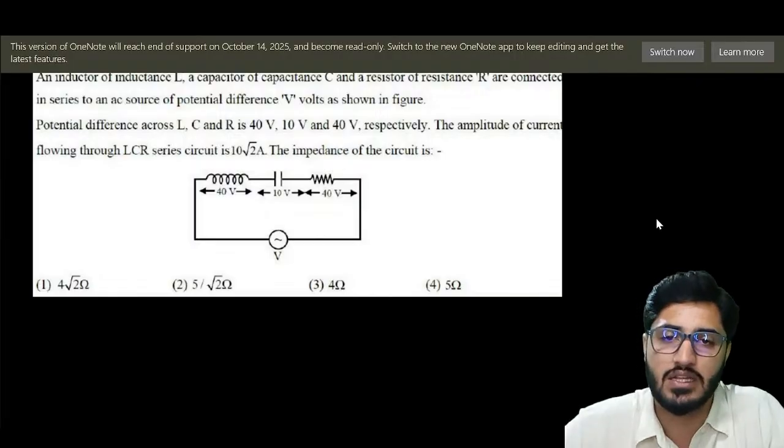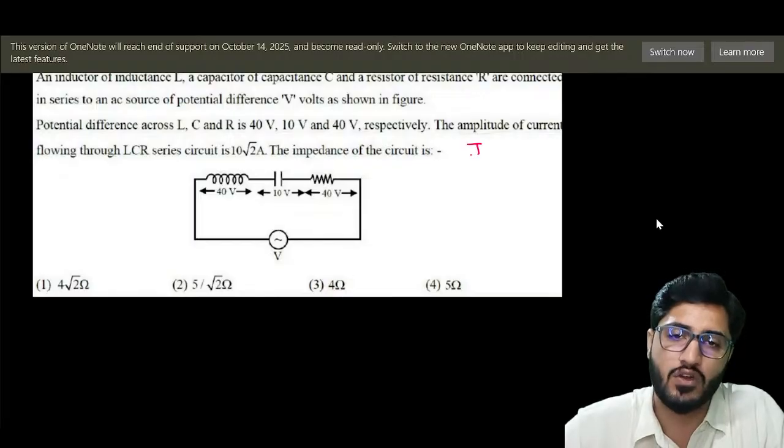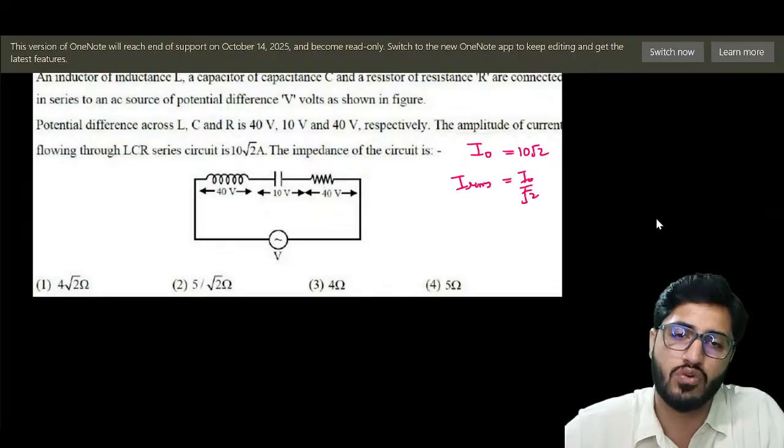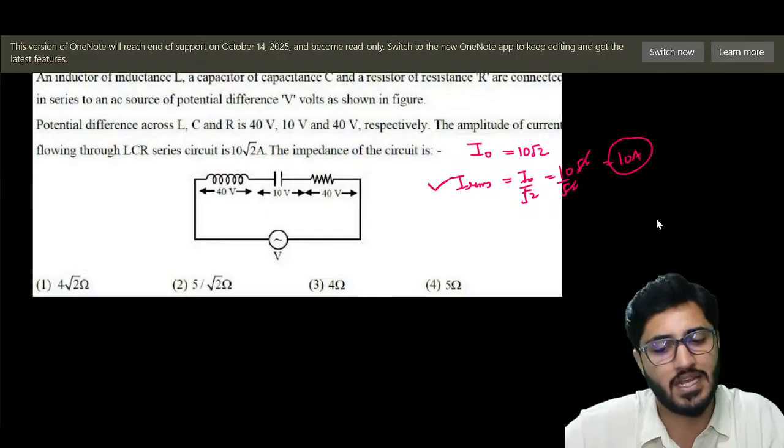That means the amplitude means my peak value, is it I naught? I naught is given to us as 10 root 2. So what will be our IRMS, sir? IRMS equals I naught by root 2. That means it is 10 root 2 by root 2. Here root 2 cancels out. It is 10 ampere. So my IRMS means 10 ampere.